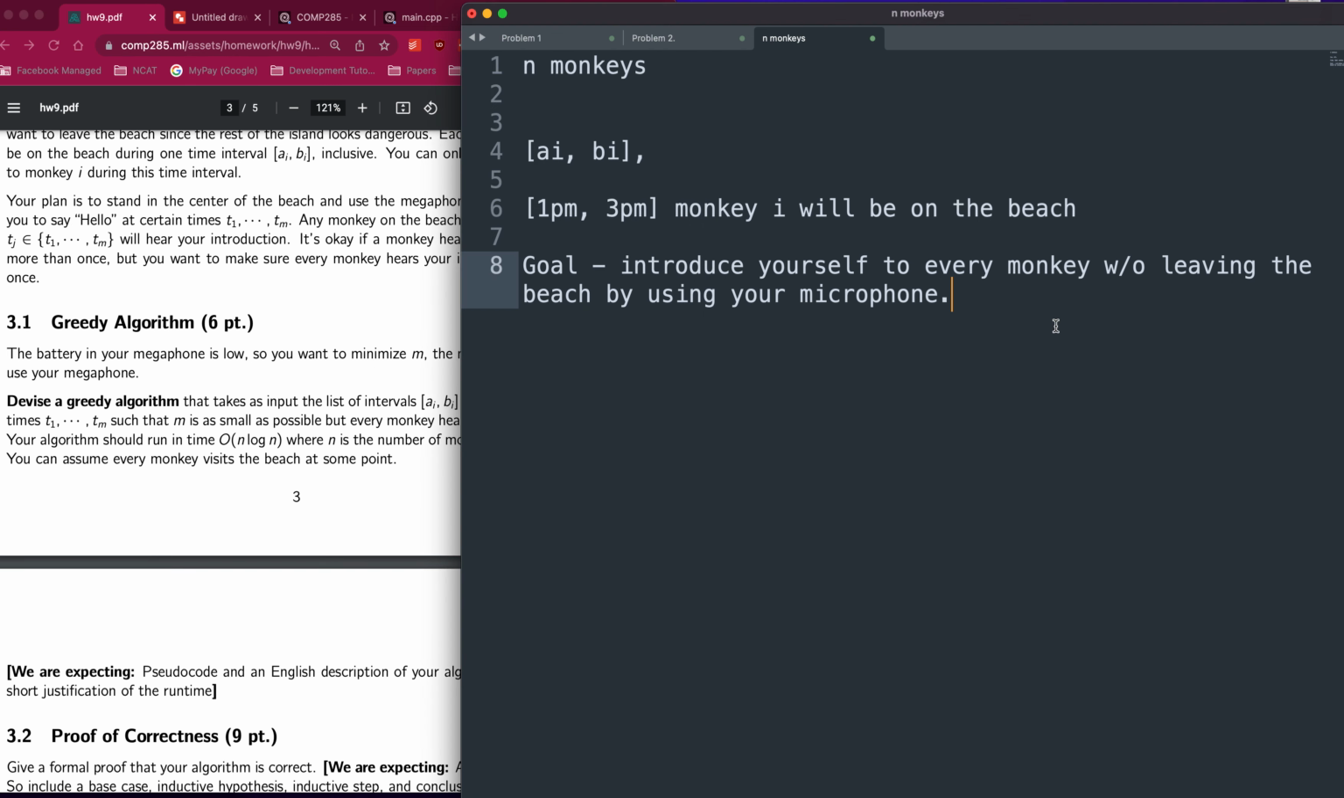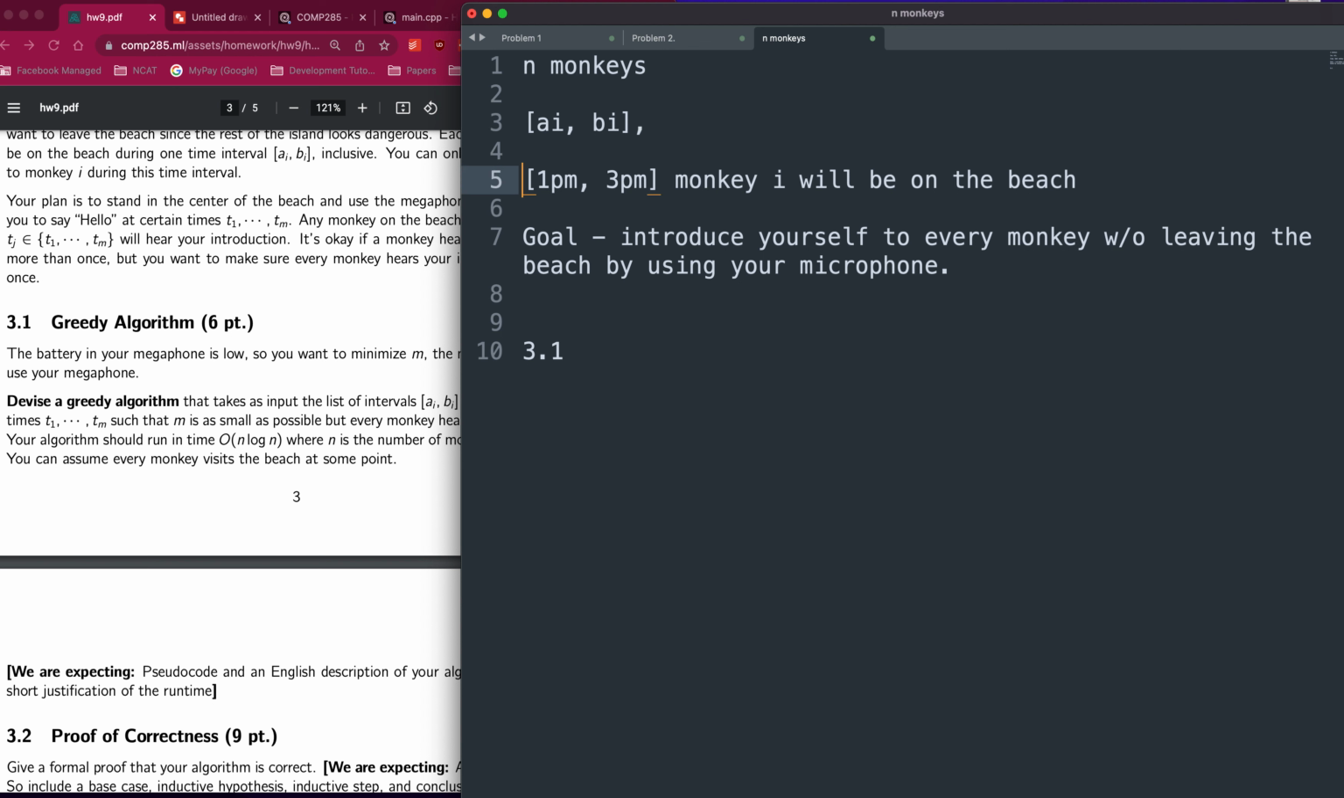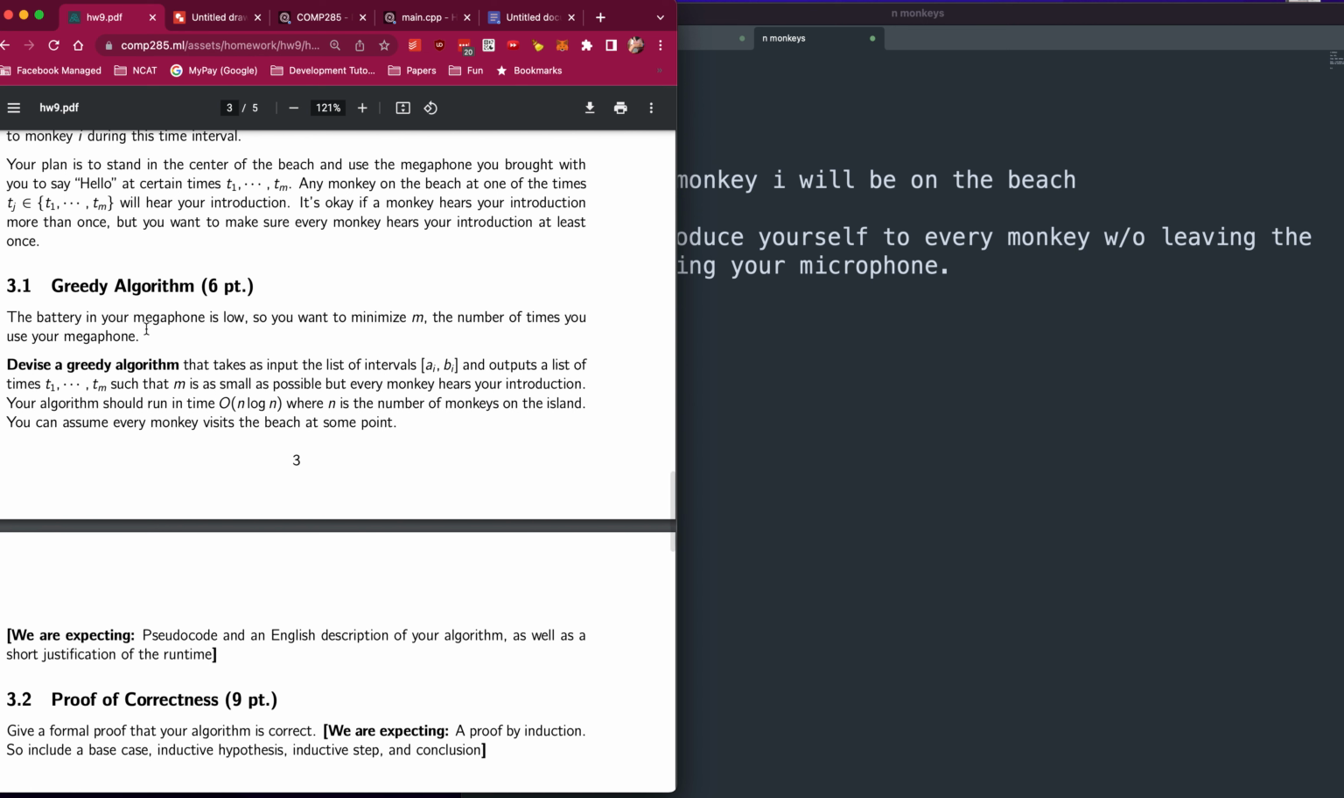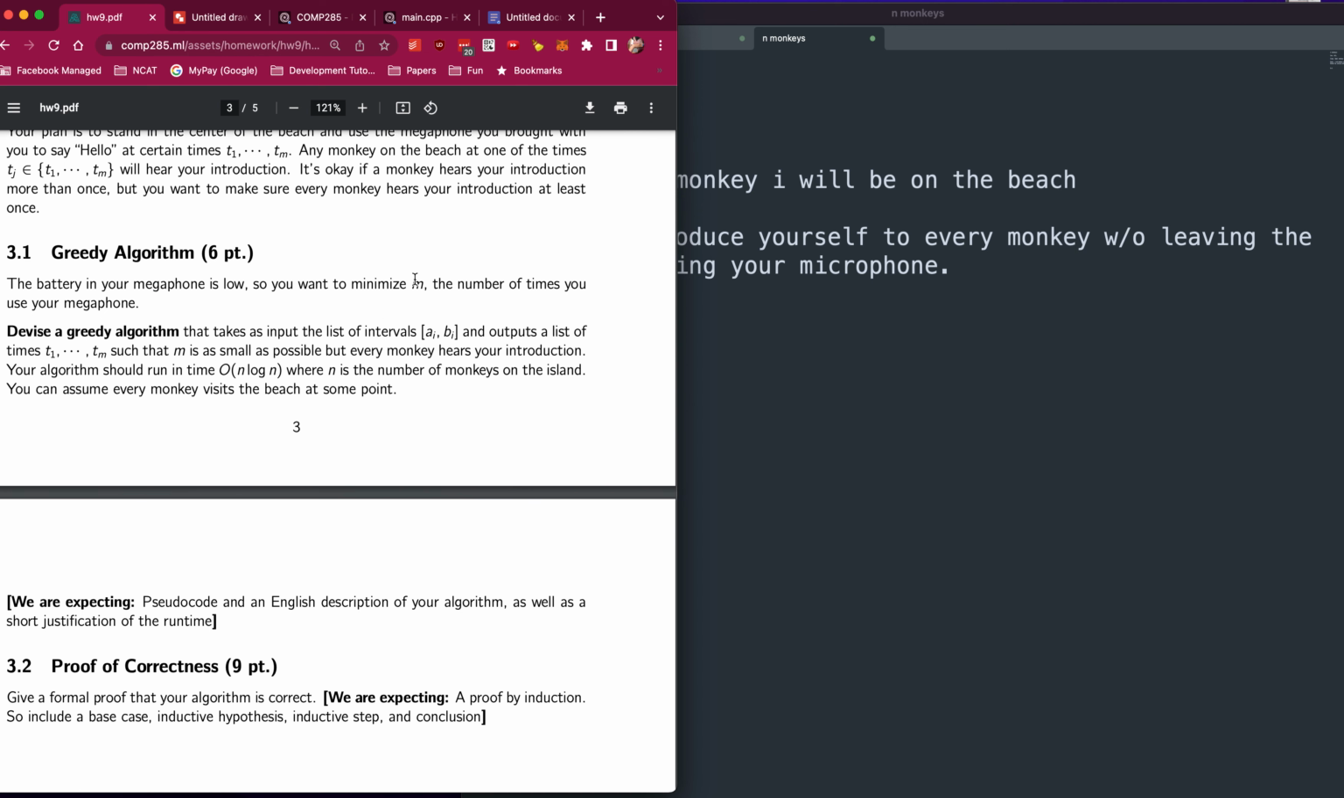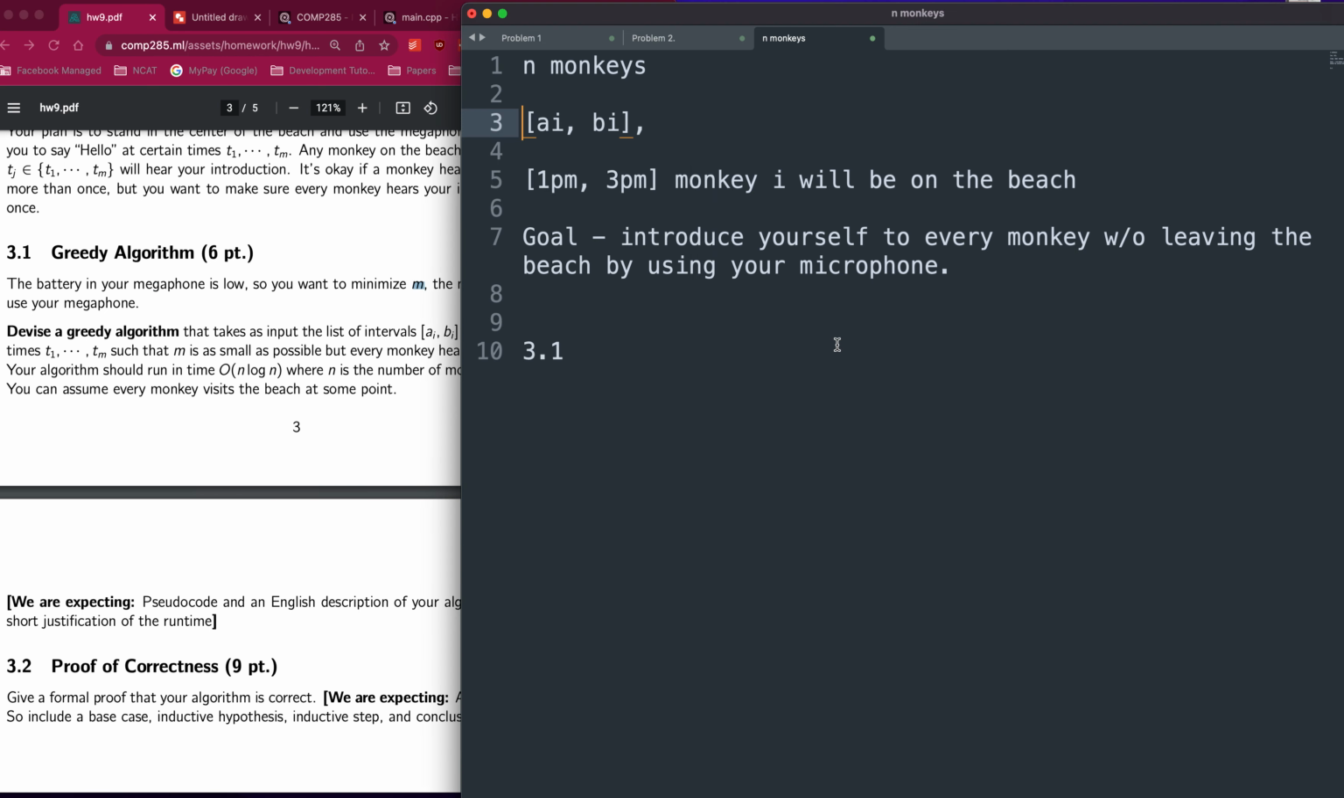Okay? So that's the problem statement. Hopefully you guys understand that. So monkeys are going to be on the beach only for one time period, from a_i to b_i. That's it. It's the only time period. And your goal is to introduce yourself to those monkeys that are on the beach during that time. Okay? So the battery in your microphone is low, so you want to minimize m. Okay?